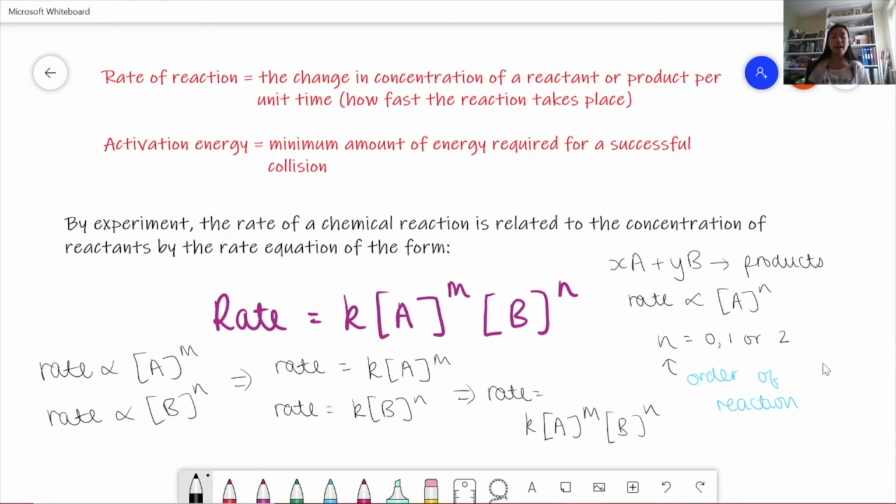And the units of K depend on the order of the reaction. The overall order of reaction we would work out by adding up all the orders of reactions. So we have that the overall order of reaction would be equal to m plus n.